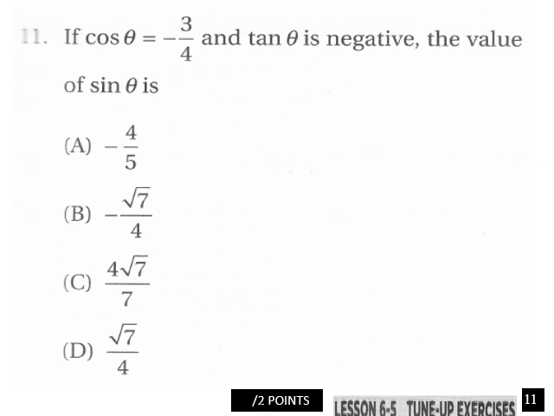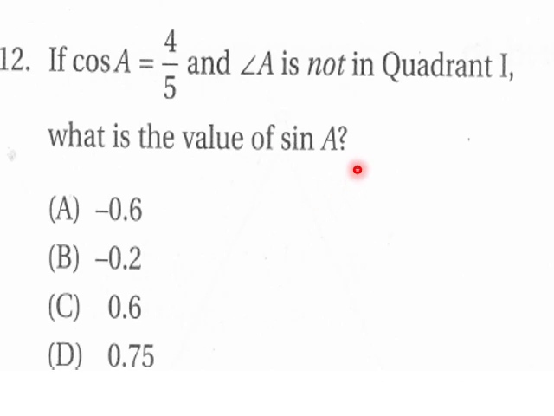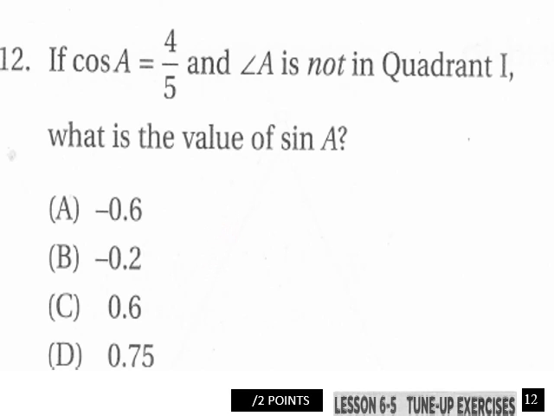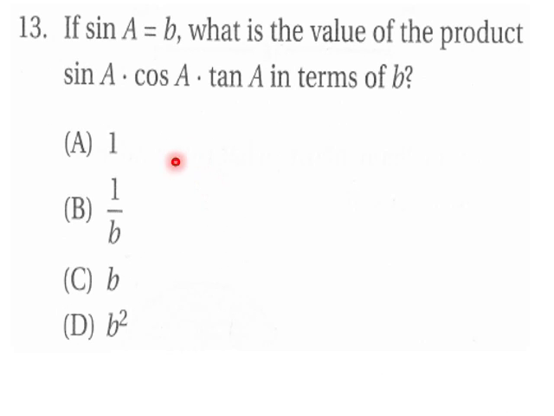And then number 11: if cosine theta equals -3/4, tan theta is negative, so more good basic trig. Number 12: cosine A equals 4/5, and it's not in quadrant 1. What is the value of sine A? And then 13: sine A equals B. What is the value of the product of sine A and cosine A?